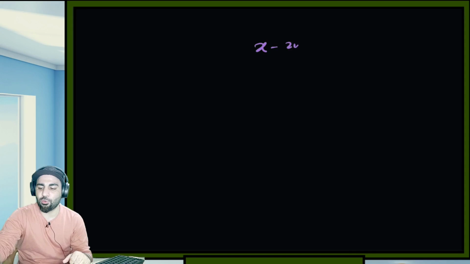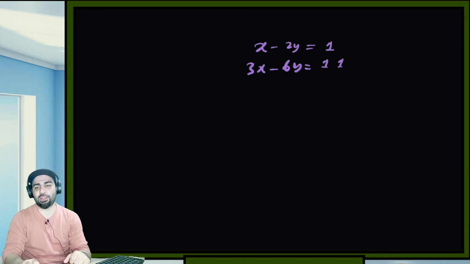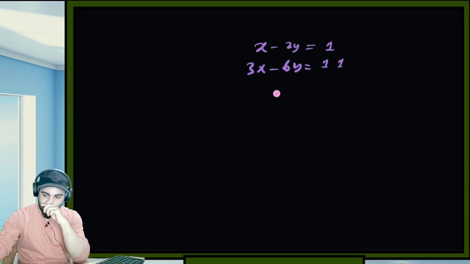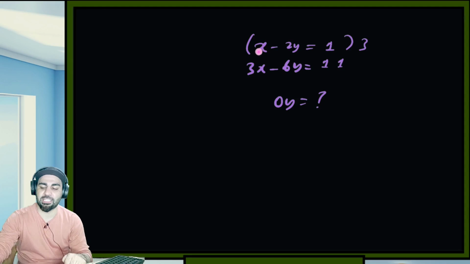x minus 2y is equal to 1. How to make it a no solution? I'll say 3x minus 6y is equal to 11, something like this. Now if you solve these, if you knock off one variable, let's suppose we remove x, you will get 0y is equal to some non-zero value. When you multiply the first equation by 3 in elimination, it will be 3x minus 6y. When you subtract, 11 minus 3 will be 8. So 0y is equal to 8.